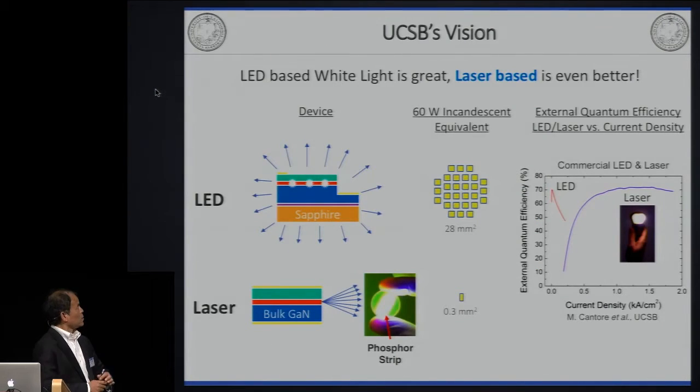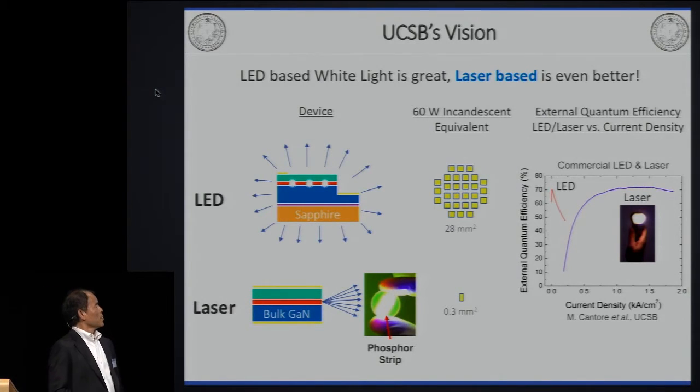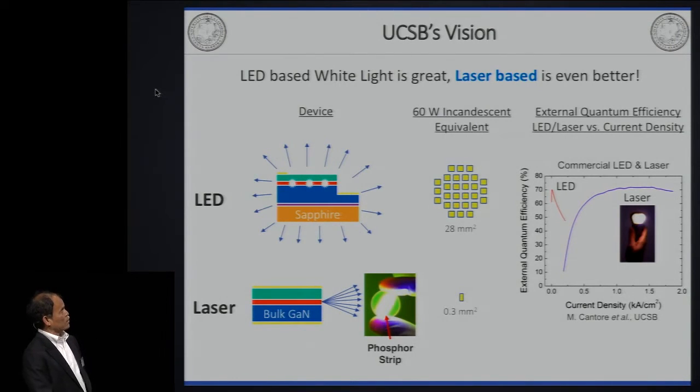So next, the UCSB vision. Now next, I will talk about laser lighting. This shows the efficiency of the LED and the laser diode. This is external efficiency, of course, not wall plug efficiency. It's tricky, but basically efficiency.